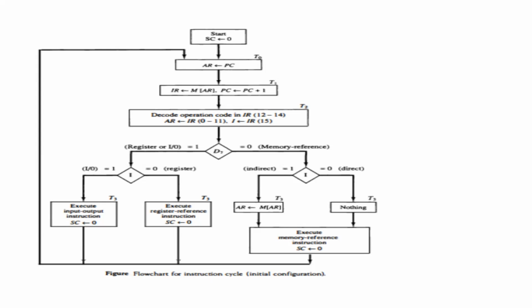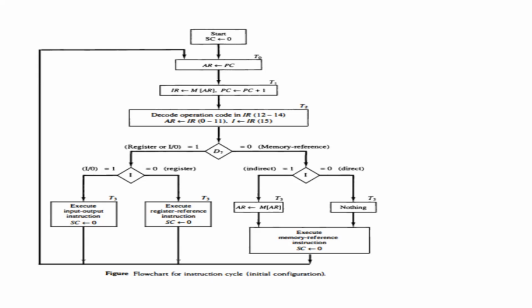Whenever a new instruction comes to the address part of the IR, the sequential counter will be 0. The program counter will be incremented by 1, and the address will be stored in the program counter. The address of the program counter will be stored in the address register at the T0 state. After that, the program counter will be incremented by 1 and stored in the program counter. The memory word at the address register is stored in the instruction register at the T1 state.